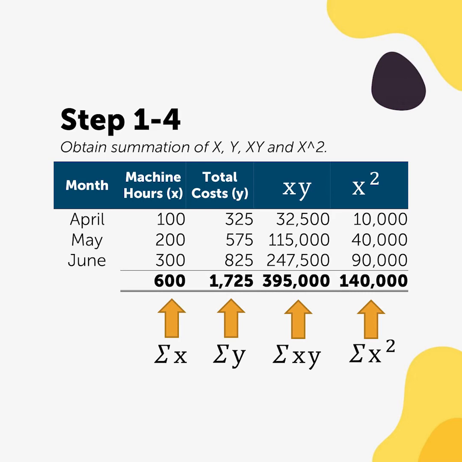And then lastly is summation ng x squared. So we first have to square the machine hour. Tapos yung mga 10,000, 40,000, and 90,000, yun pa yung pag-a-add din natin para makuha yung summation ng x squared, which is 140,000. So yun lang yung mahalagang components, yung apat, summation of x, summation of y, summation of xy, as well as summation of x squared.